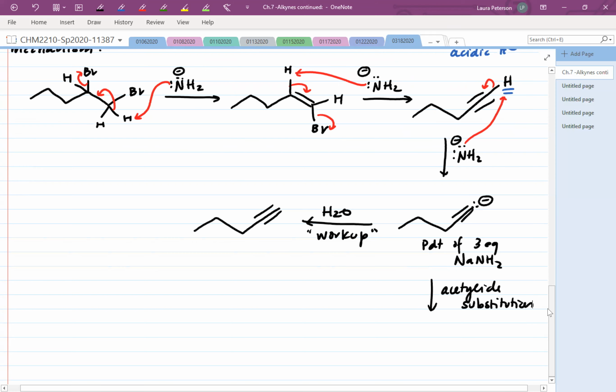Okay, I'm going to pause, and when I come back, I'm going to talk about electrophilic addition to alkynes, and these are going to be our parallel reactions to alkenes. So you might take a few minutes and look at the reactions of alkenes and have them fresh in your mind, because we're going to see a lot of parallels between what we're about to learn and what we learned in chapter 6.